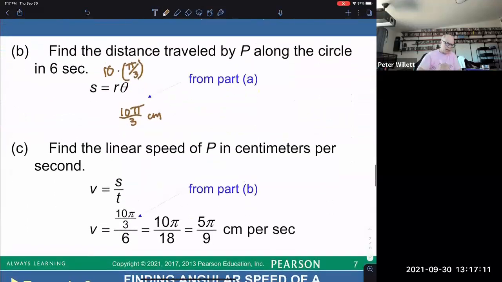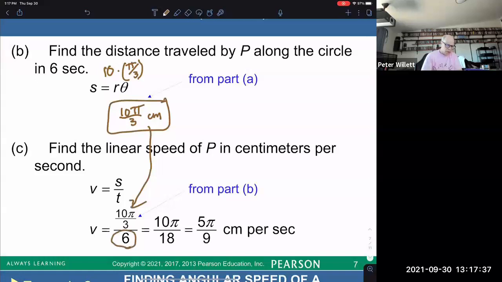Lastly, it says to find the linear speed in centimeters per second. And so they've kind of done that for us, so we can look at that. So the linear speed per second is going to be arc length divided by time. And so we just calculated this arc length up here. So they plug that in here for S, and we know the time to do that was 6 seconds, so they plug that in there. And then if you simplify this, you get 5 pi over 9 centimeters per second.